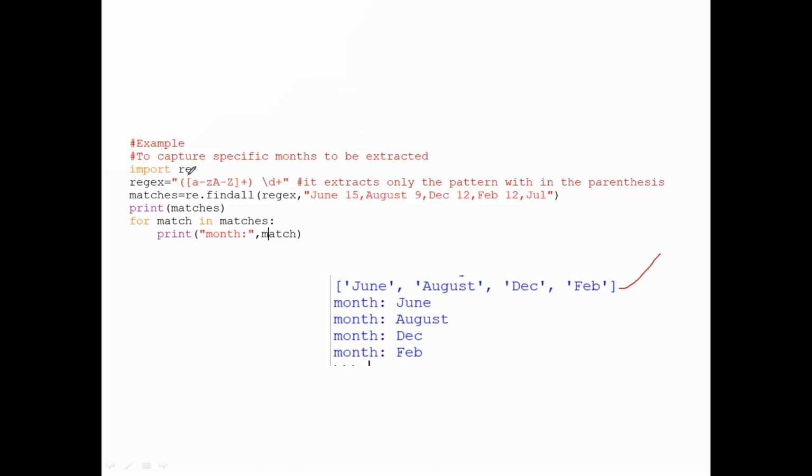here, since I have open and close parentheses, it will take only the month by skipping your date. So when you use the for loop, you can see June, August, December, and February. July is not in a valid format. Is it clear how to fetch a particular portion from the main string?